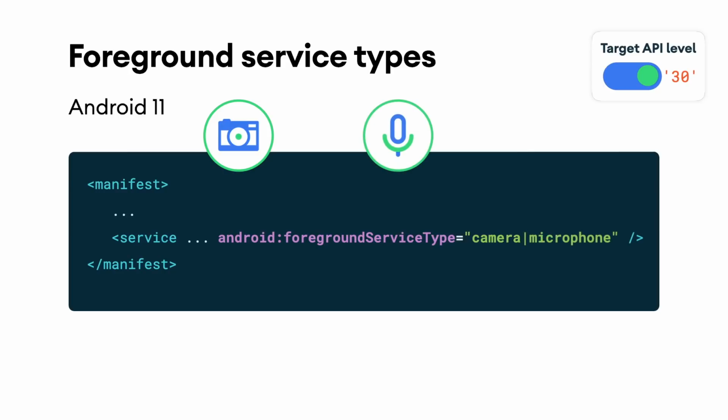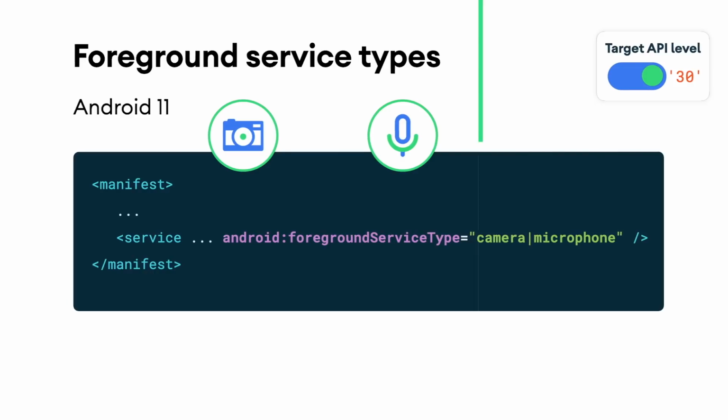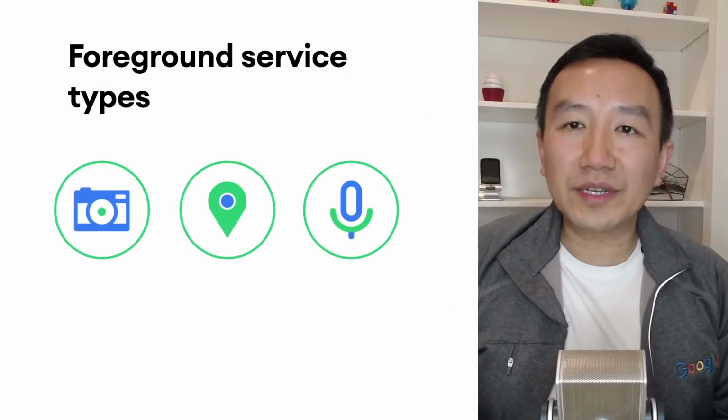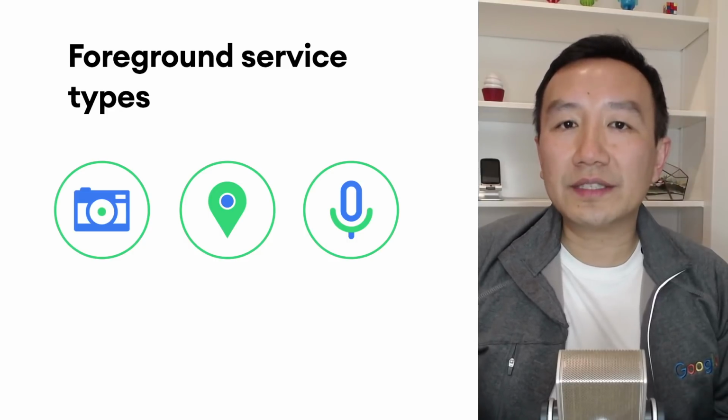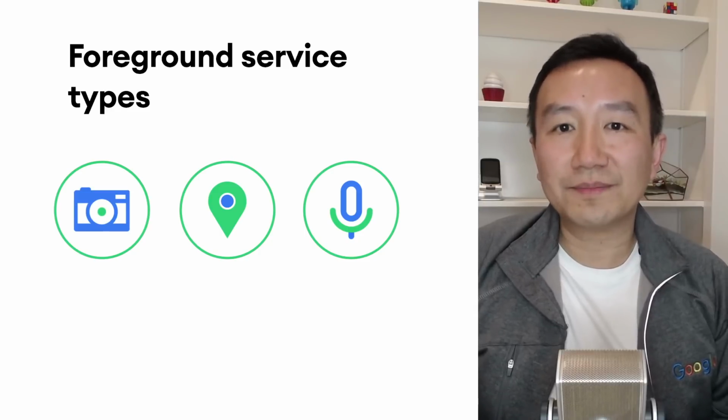If the foreground service needs to access different data, you can declare them together like this. To recap, on Android 11, if you need to use a foreground service to access any of this data, you must declare the corresponding foreground service type in the manifest.